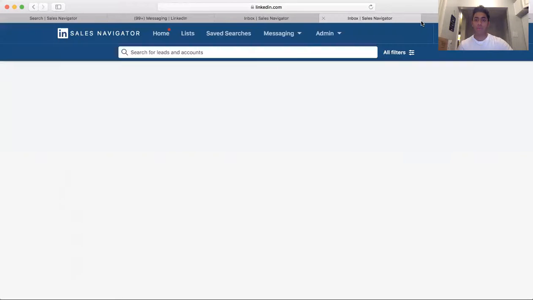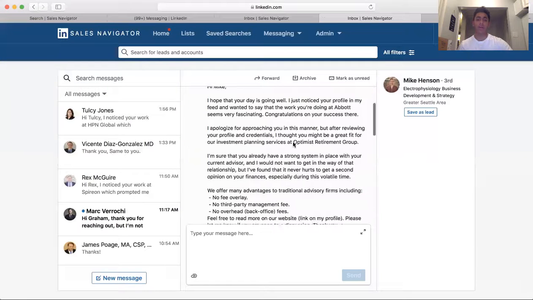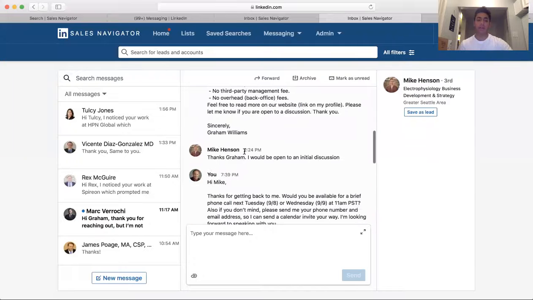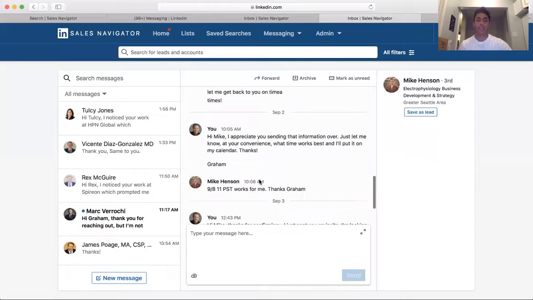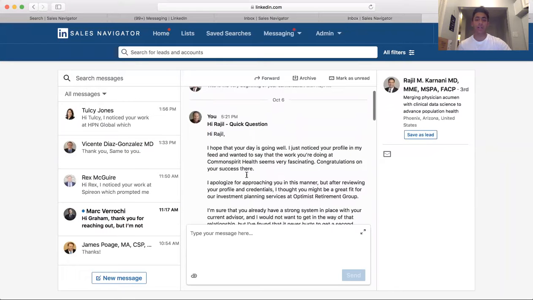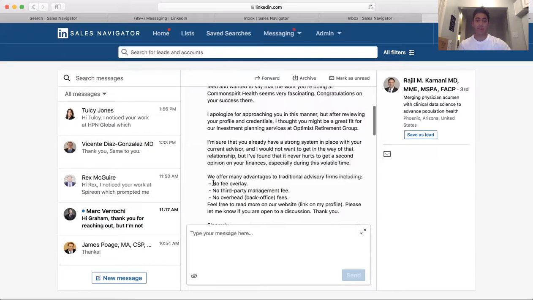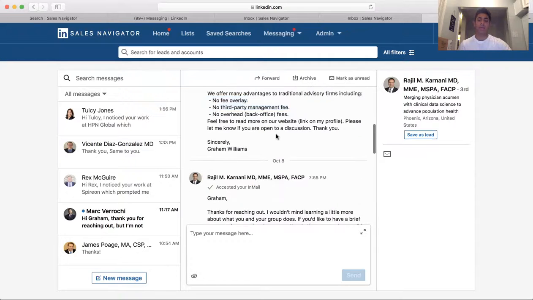Now, I can go through 2 other conversations here, very similar, same exact script. Mike responds, "Thanks, Graham. I'd be open to an initial discussion." Same process, booked on his calendar. Last conversation here. Exact same script, same value props, and same approach.